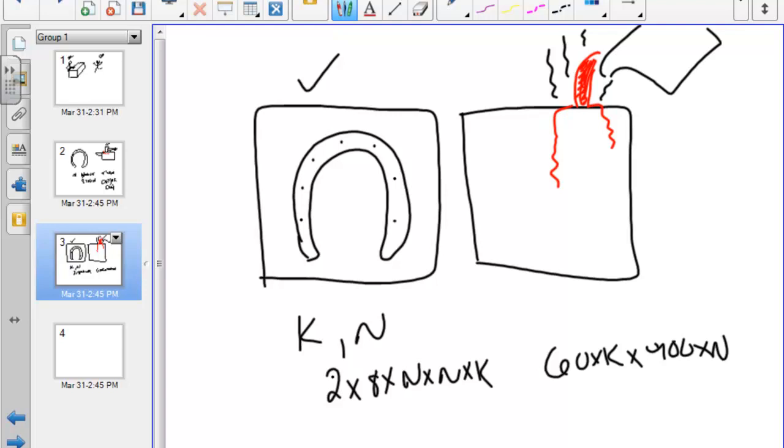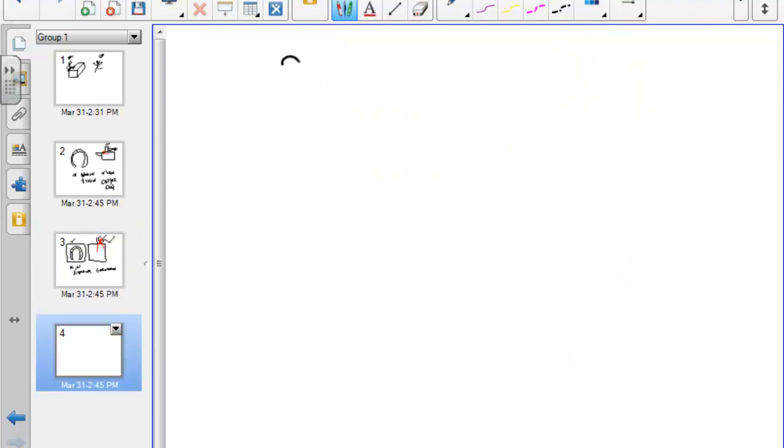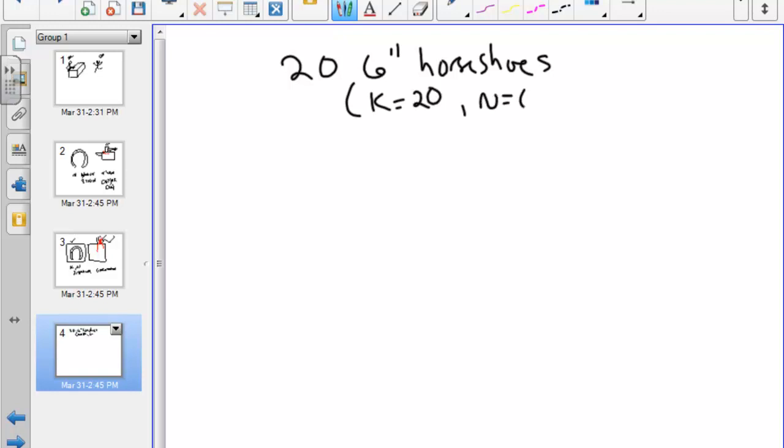If you have to make 20 6-inch horseshoes. Alright, so k equals 20, and n being the length equals 6. Your method takes 11,520 seconds to do. A mold takes 6,600 seconds to do. The mold is faster, a lot faster.